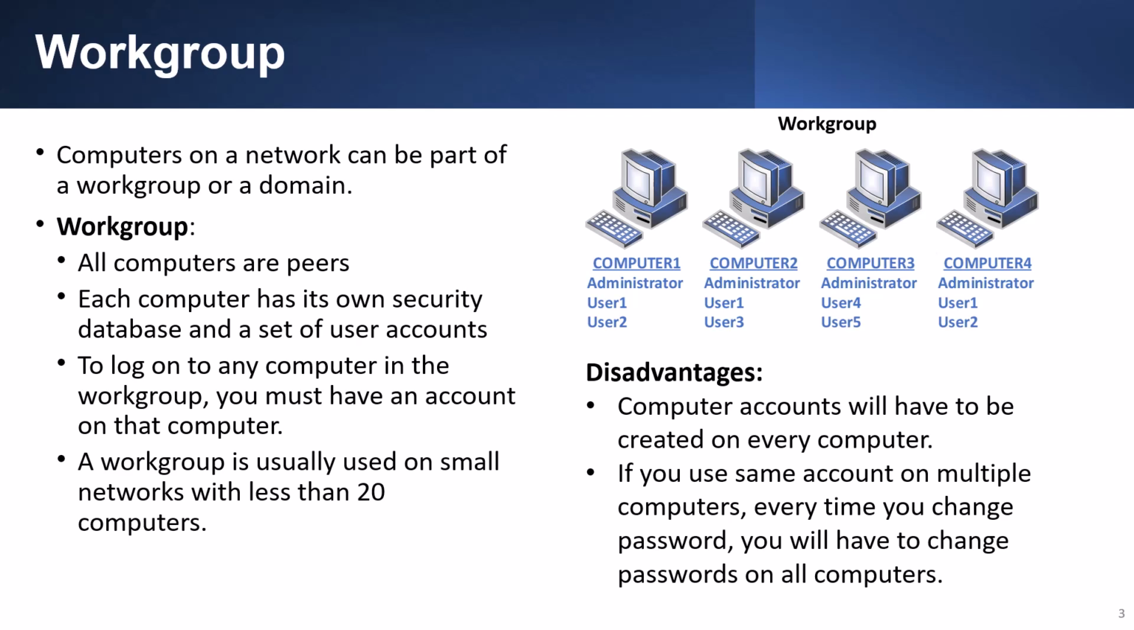For workgroup, all computers are peers. Each computer has its own security database and a set of user accounts. To log on to a computer in the workgroup, you must have an account on that computer. A workgroup is usually used on small networks with less than 20 computers. The disadvantages are computer accounts will have to be created on every computer. If you use the same account on multiple computers, every time you change the password, you'll have to change passwords on all computers.